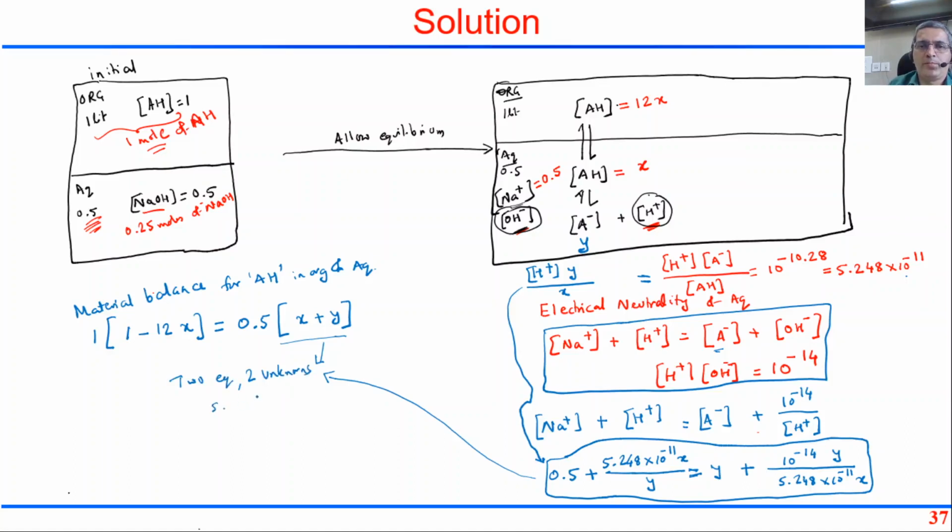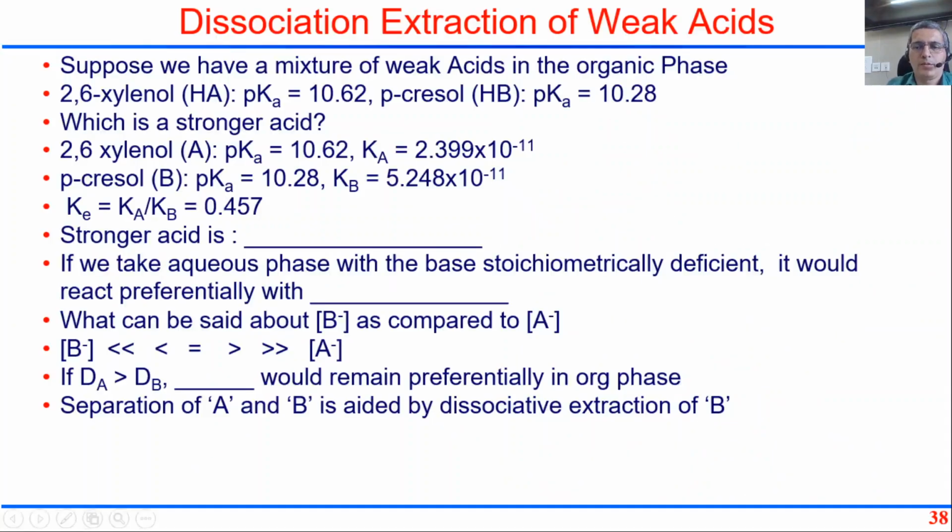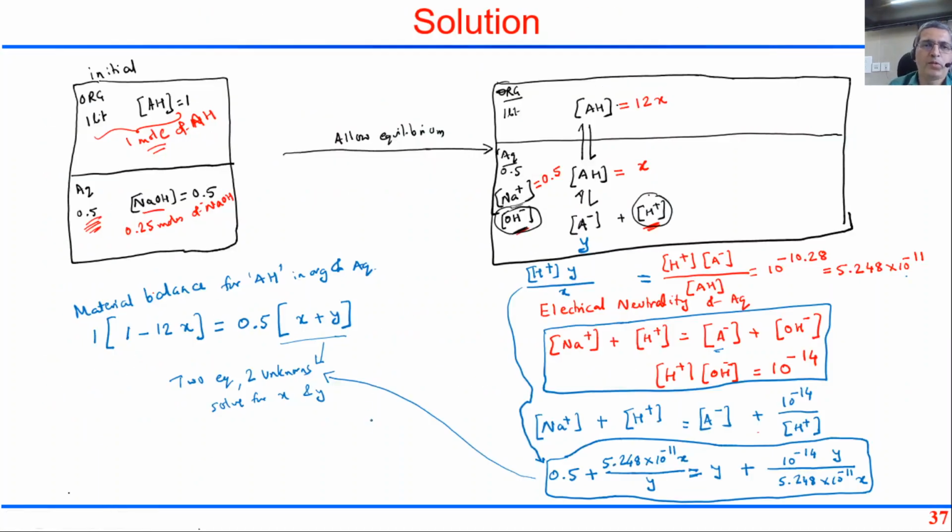Solve for X and Y, isn't it? Do you agree with this? Would you be able to solve? Try that. Use Excel, use goal-seek function in Excel to solve, and you will still get very close to 28%.